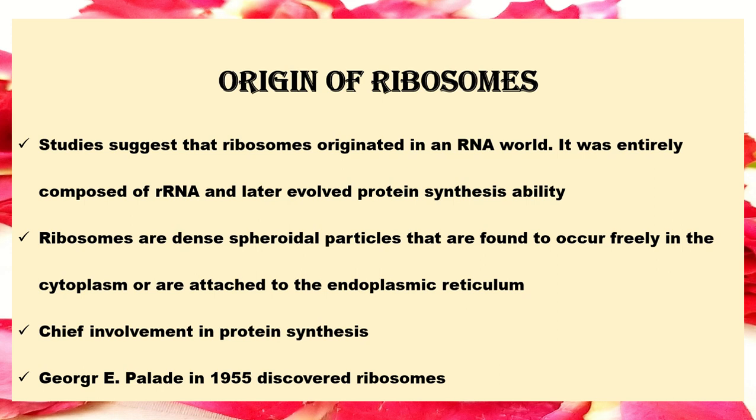Ribosomes are dense spheroidal particles that are found to occur freely in the cytoplasm or are attached to the endoplasmic reticulum. You all know that endoplasmic reticulum is of two types, rough endoplasmic reticulum and smooth endoplasmic reticulum. The rough endoplasmic reticulum is studded with ribosomes. This is why it is rough in nature, and the ones which are devoid of ribosomes are smooth in nature.